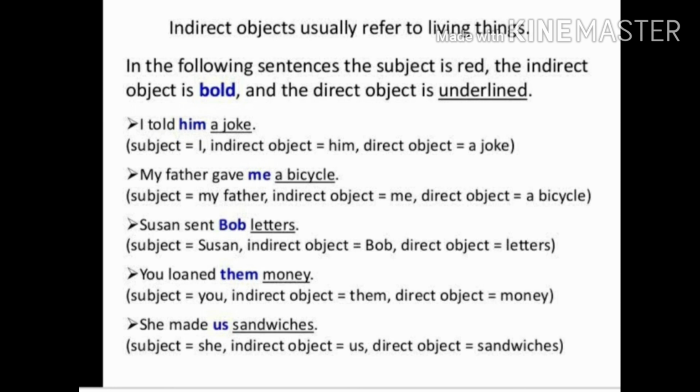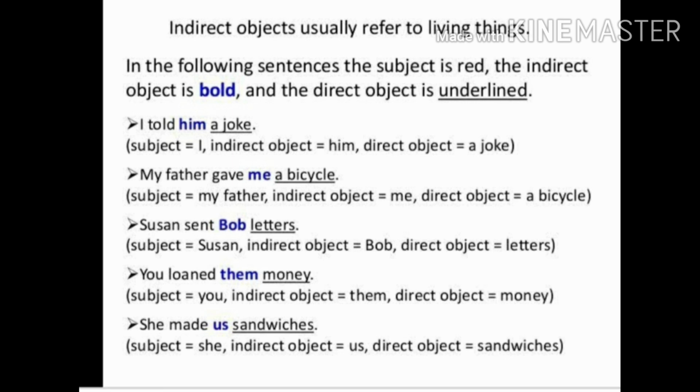Them is the indirect object. She made us sandwiches. What did she make? Sandwiches. It is the direct object. Whom did she make sandwiches? Us. That is the indirect object. So with the help of the question word what, we can find the direct object. With the help of whom, we can find the indirect object. I hope you understand the concept of direct and indirect objects.